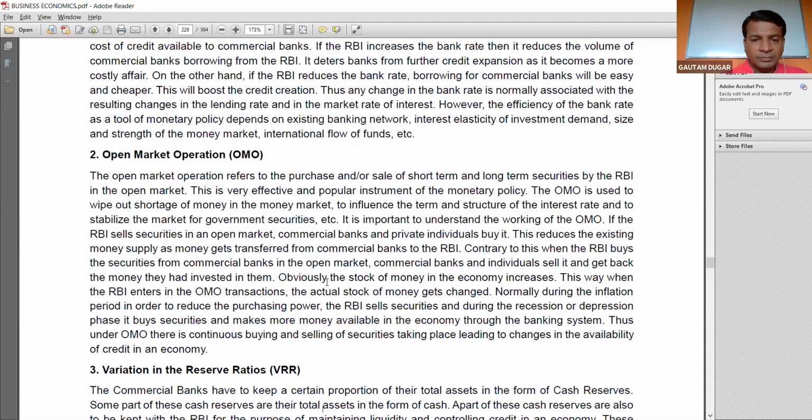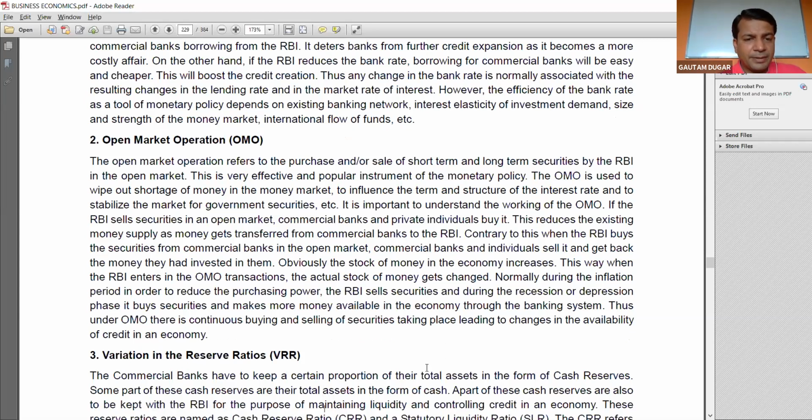What's the point? Variation in the reserve ratios, I already explained.